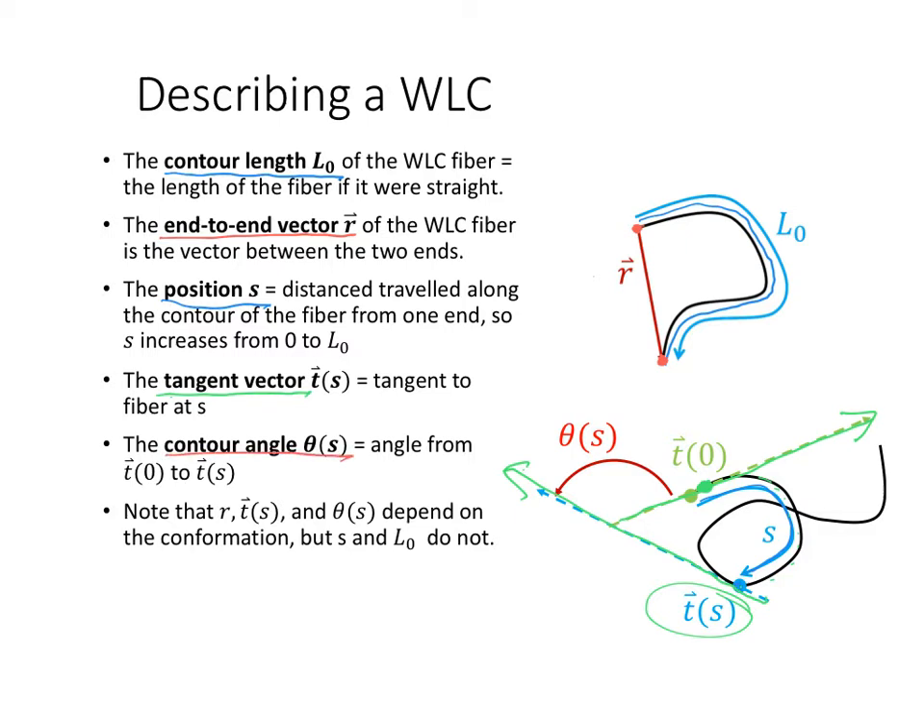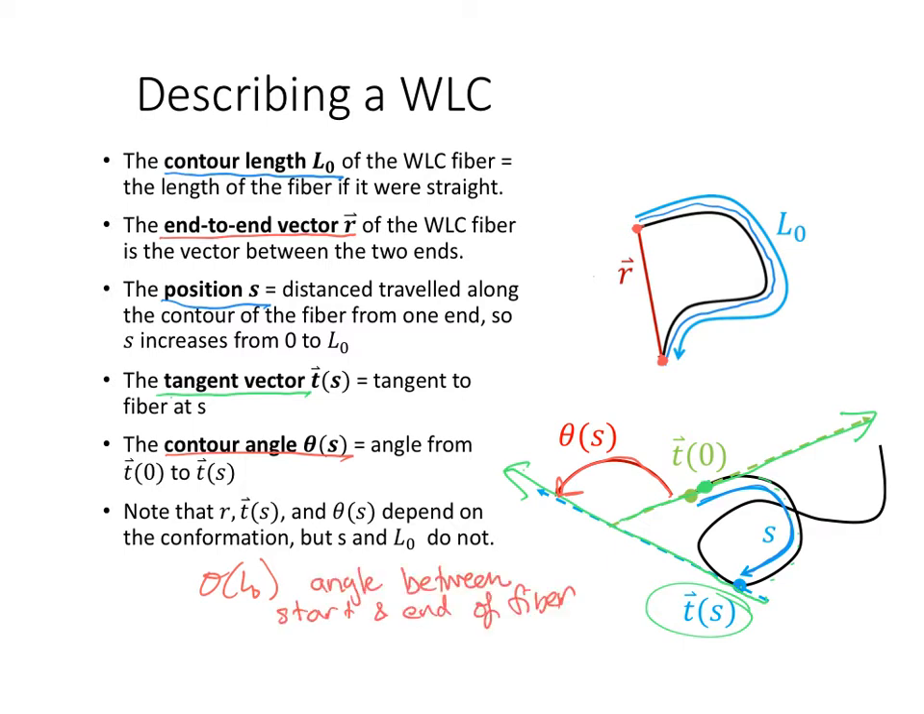The last definition is this contour angle. Theta of S is the angle between the tangent vector at the start and at a position S along the fiber. We'll notice that we're particularly interested often in the contour angle theta of L0, that is the contour angle, the difference between the orientation of the start and end of the fiber.